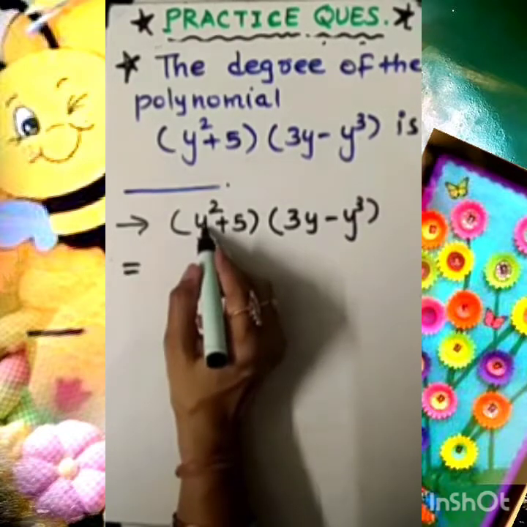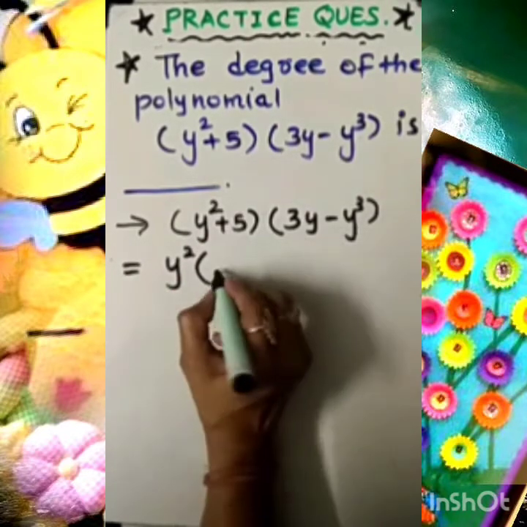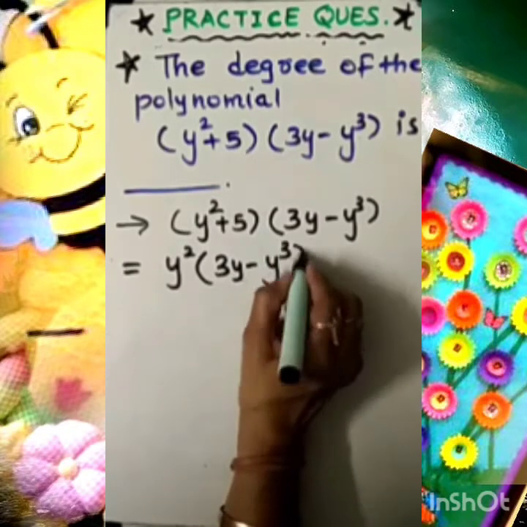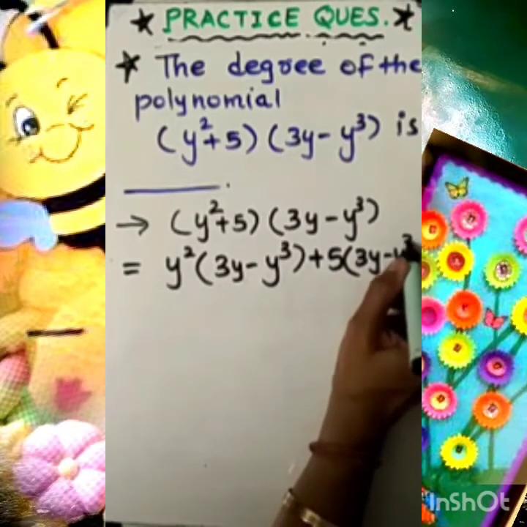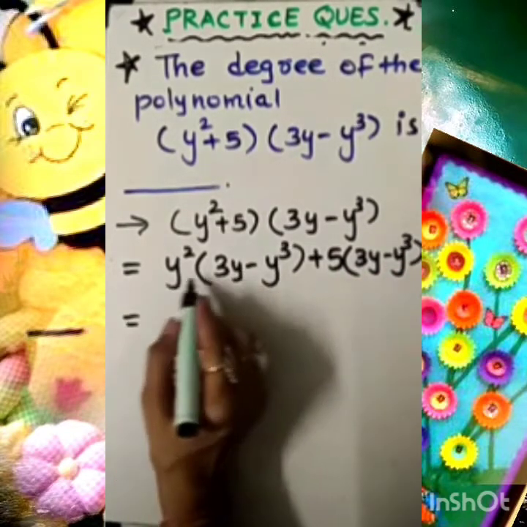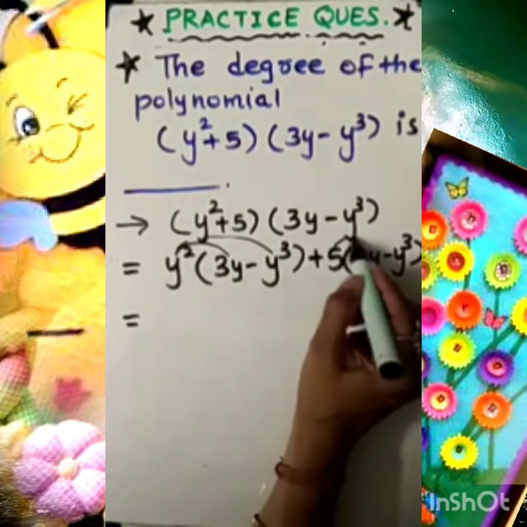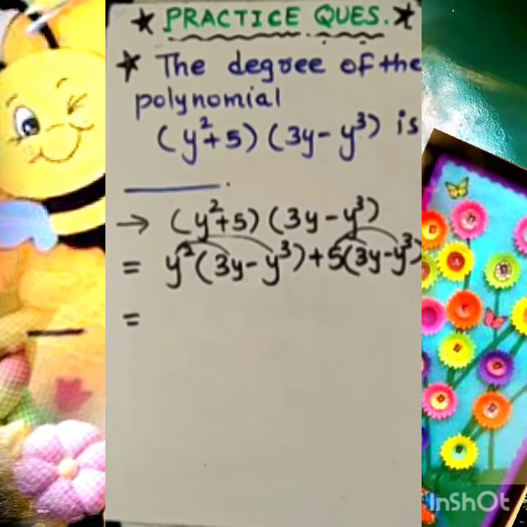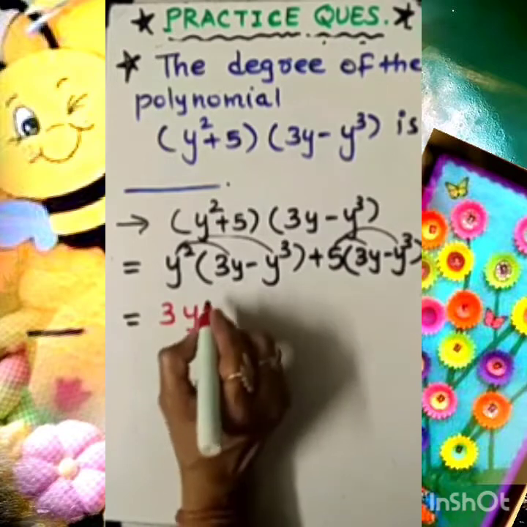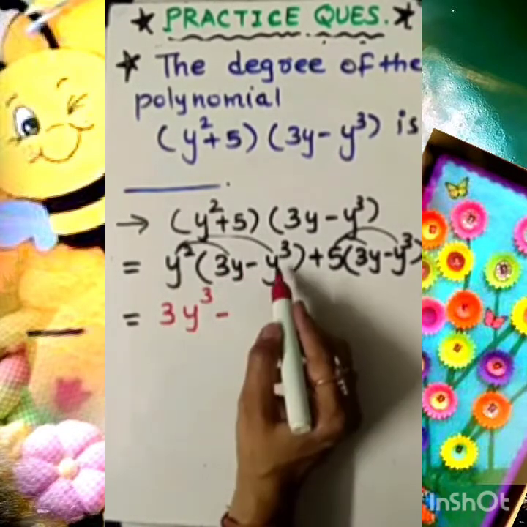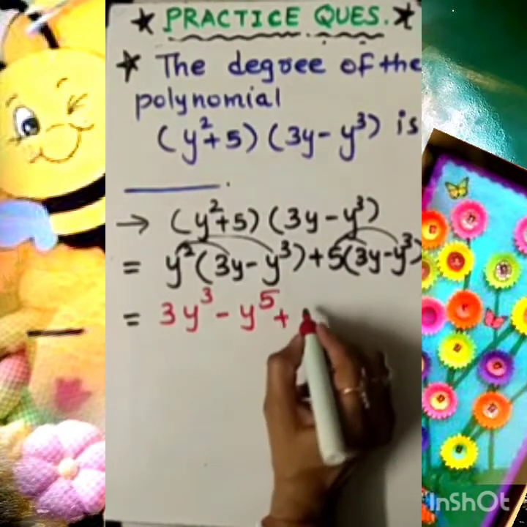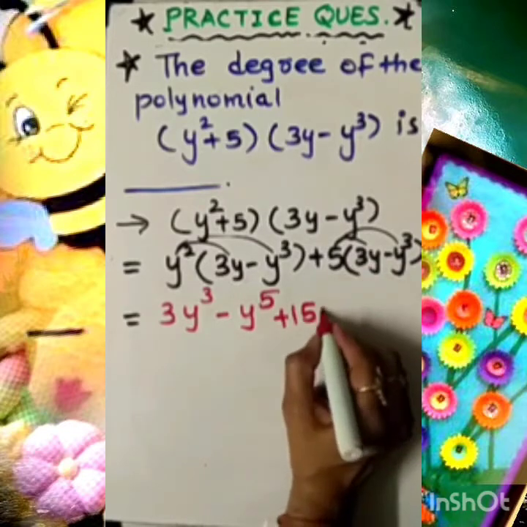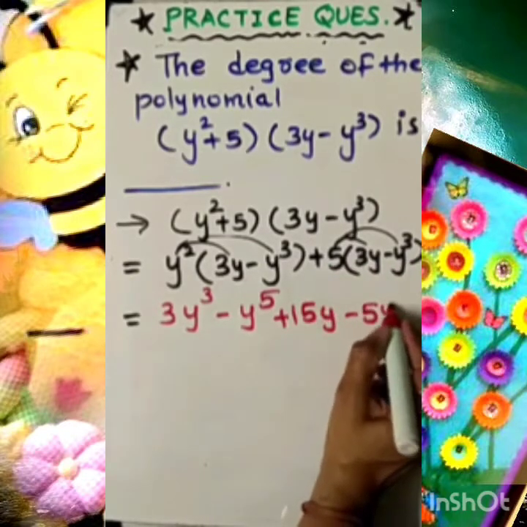And how to convert, you know? So first I am writing y square plus 5, and multiplying it with the other bracket, y minus y cube. You know how to go about it, one by one. So what will be the product? Let's see: y square into y gives y cube, then minus y square into y cube gives the result y to the power 5, plus 5 times 3 is 15y, minus 5y cube.